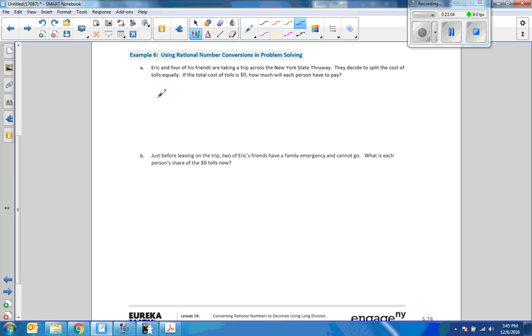Example 6. Using rational numbers, conversions, and problem solving. Eric and 4 of his friends are taking a trip across the New York State Thruway. They decide to split the cost equally. If the total cost of tolls is $8, how much will each person have to pay? So that's $8 divided by the number of people. Eric and 4 of his friends. Be careful, don't just see 4 and write it down. That is 5 people. So it's 8/5 of a fare per person.